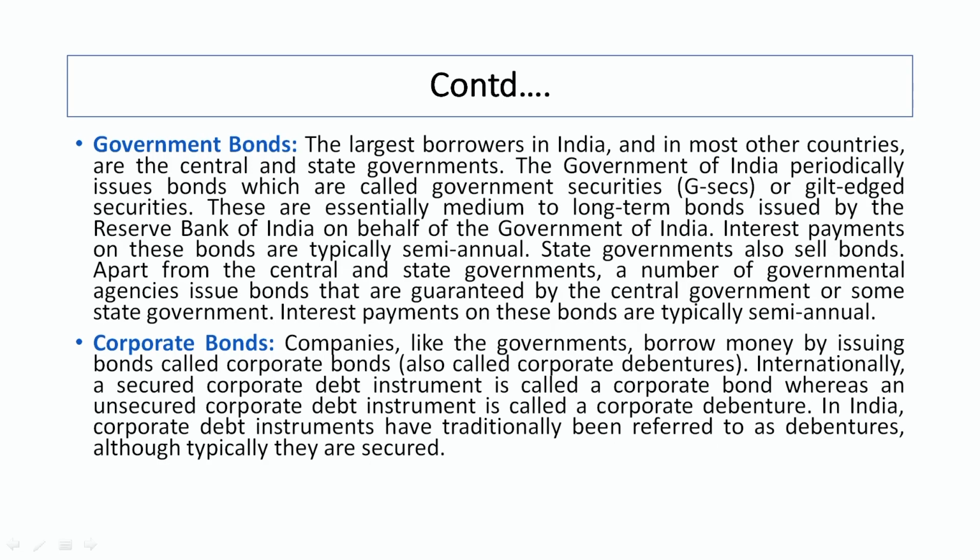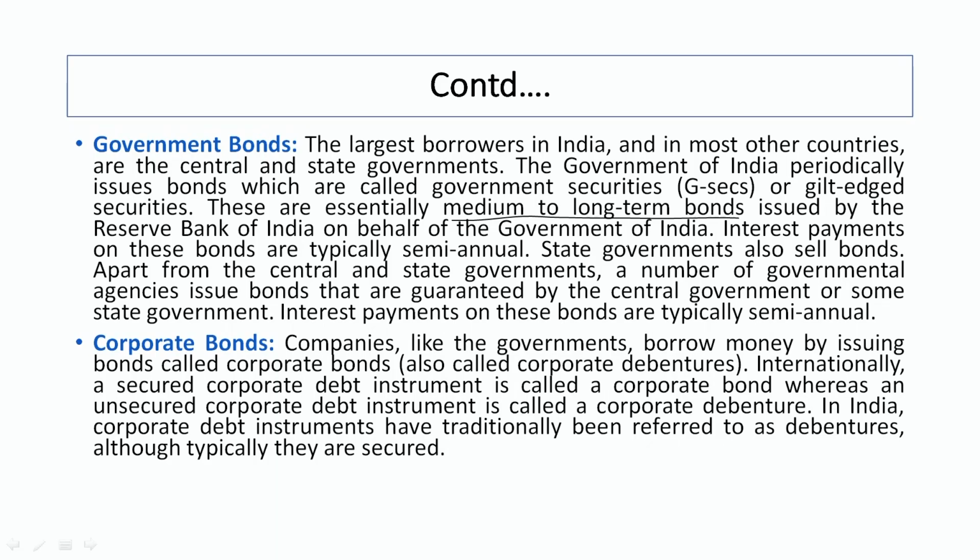As I already mentioned, a government bond is issued by government bodies. Suppose it is a central government bond, it is issued by the Reserve Bank of India on behalf of the Government of India, and it can range from medium to long term. These government bonds are known as gilt-edged securities or G-Sec bonds and are issued in the interest of the public to raise funds from the public.